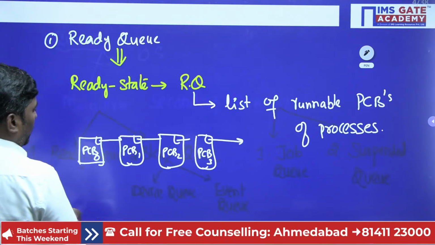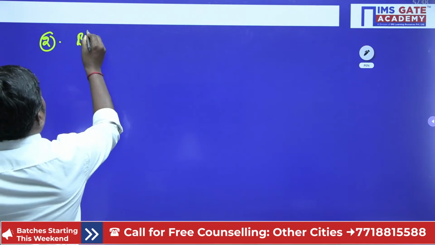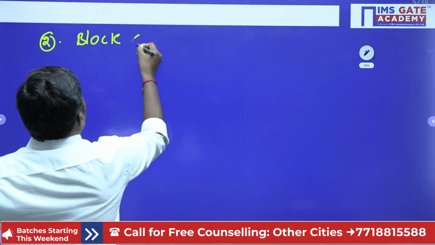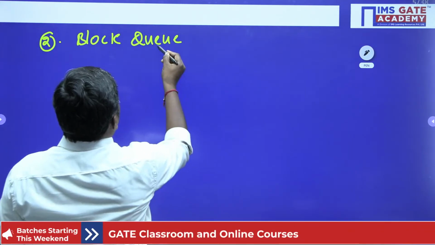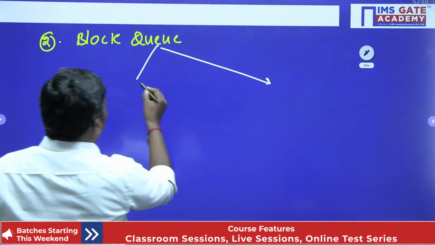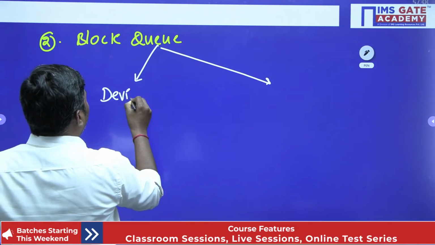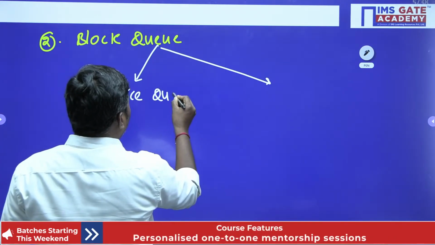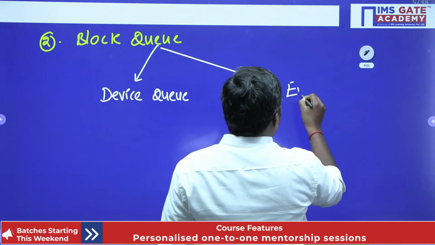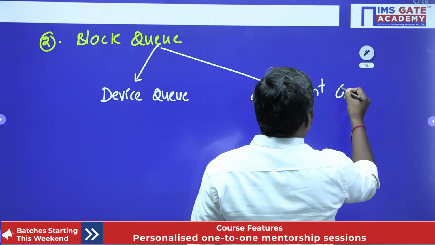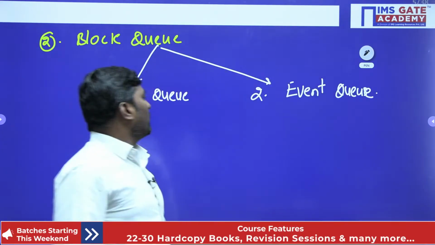Then, the block queue. There are two things I said. The second one is the block queue. The block queue has two types, right? What are the two types here? One is the device queue. The second one is the event queue. Try to understand clearly, because this will help us understand other things also. So, device queue and event queue.